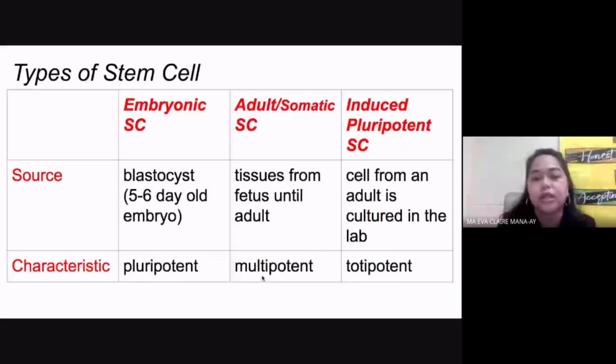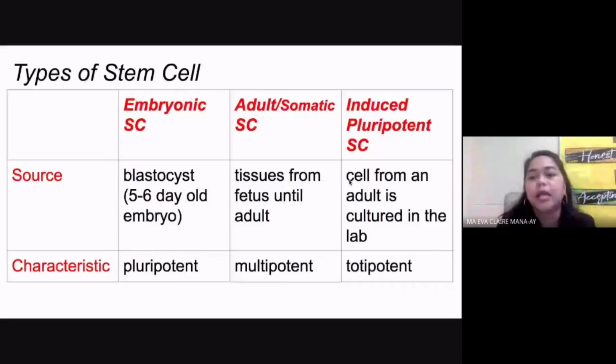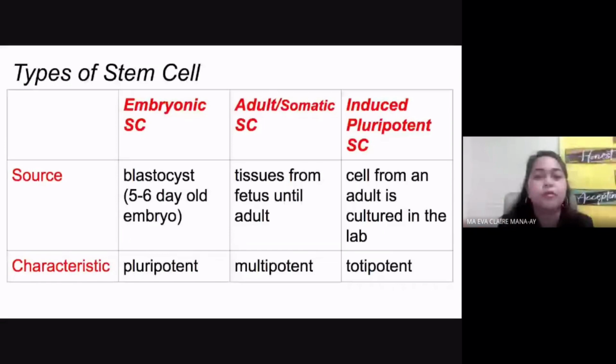Now, your induced pluripotent stem cell, this is the one that scientists would make in the laboratory. So this is a cell from an adult which is cultured in the lab, and this is actually totipotent. That means it can become different types of cells that we have in our body. Not only that, it can also be formed into the placenta. It can also be formed into the umbilical cord, which are, of course, very important parts in pregnancy.